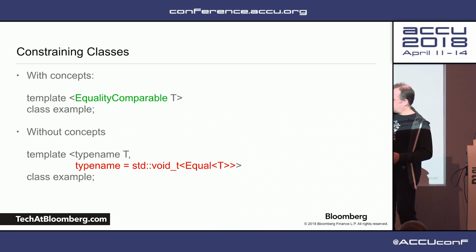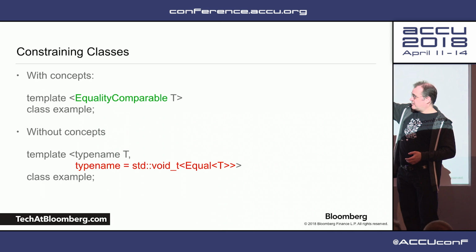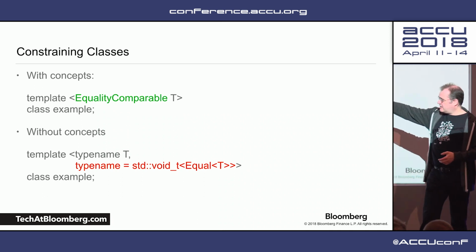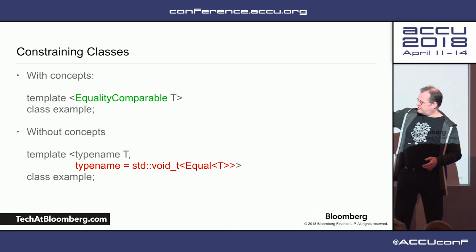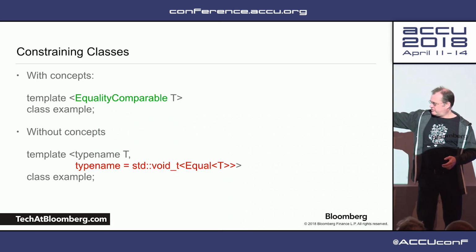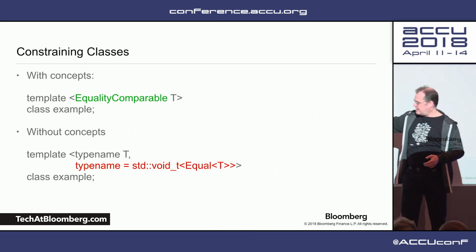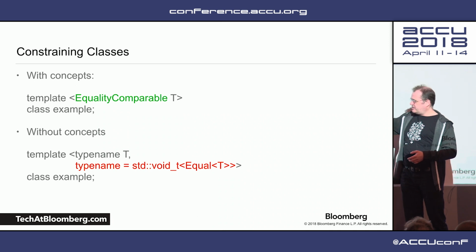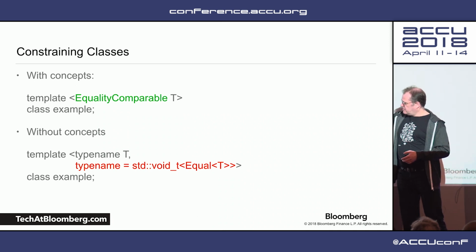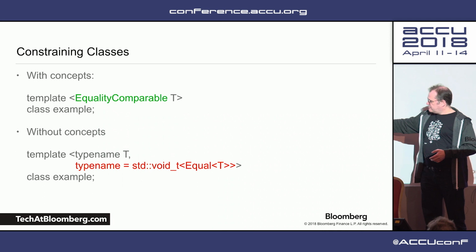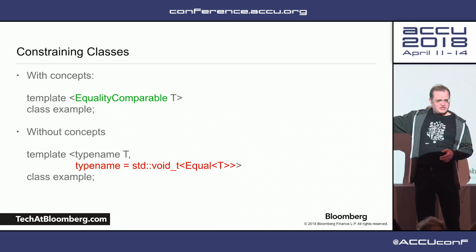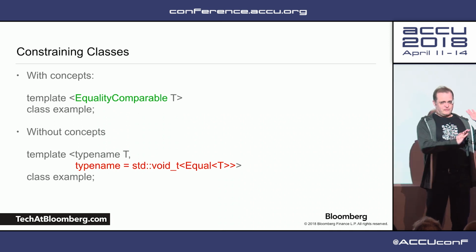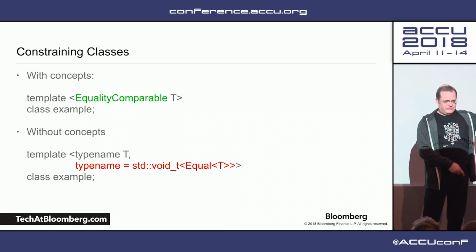Let's say we have something like template equality comparable of T, class example. This would be the concept world, and we can pretty much simulate that by basically saying typename T, and then over here we have an unnamed, defaulted typename, which is just void_t of equal T. Now, the trick over here is, if this form cannot be produced, the entire class declaration doesn't exist for that type, so it just goes away. That's really all that's needed.